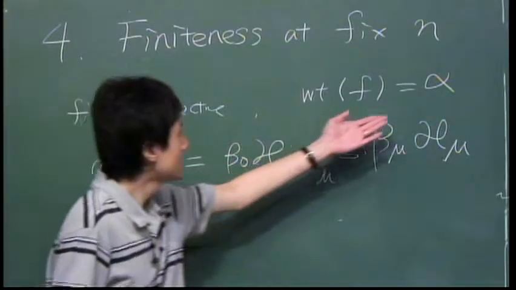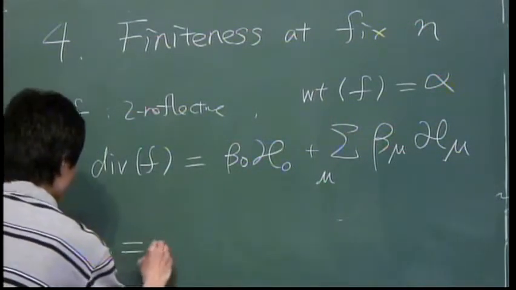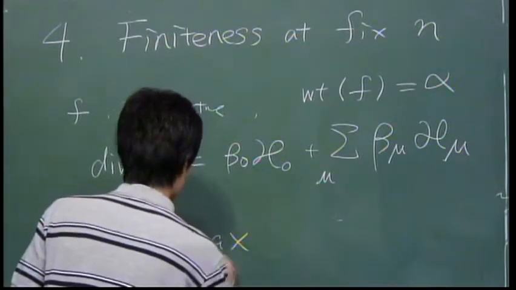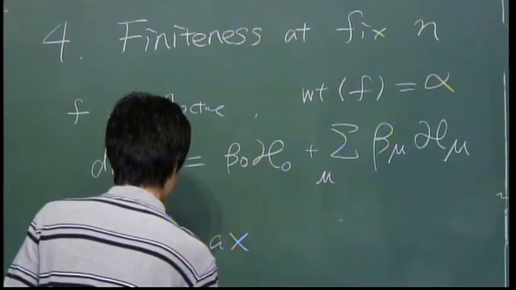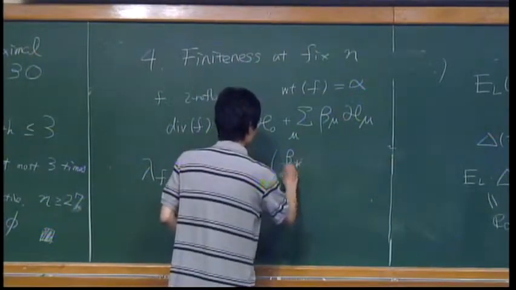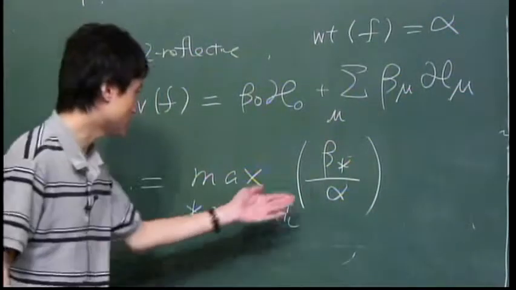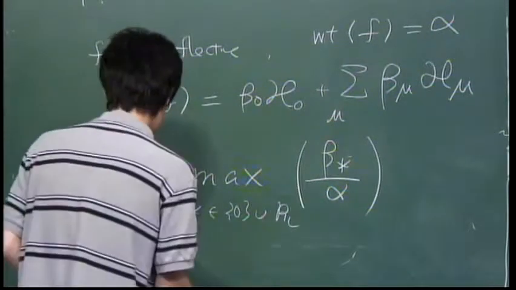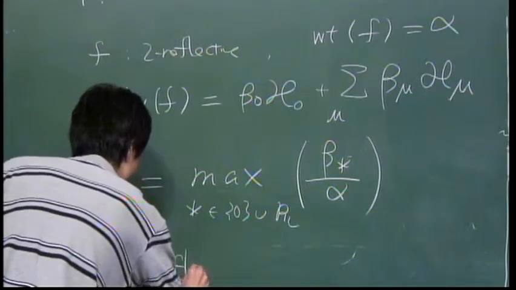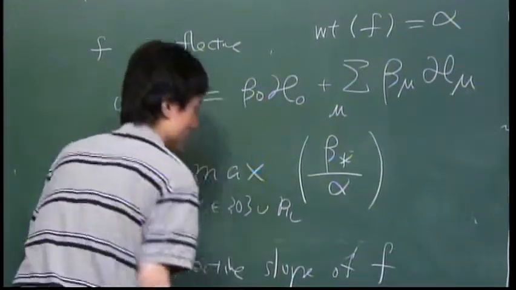Then take the ratio of alpha and beta and take the maximal. So this is the highest vanishing order relative to the weight. And let me call this tentatively the 2-reflective slope of these modular forms.